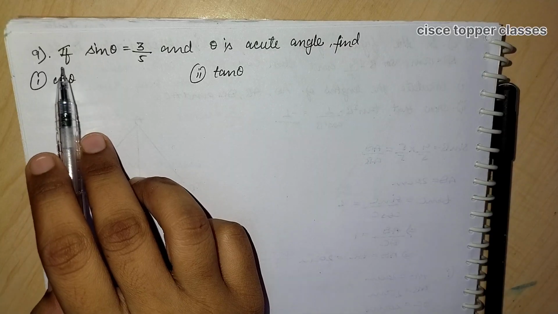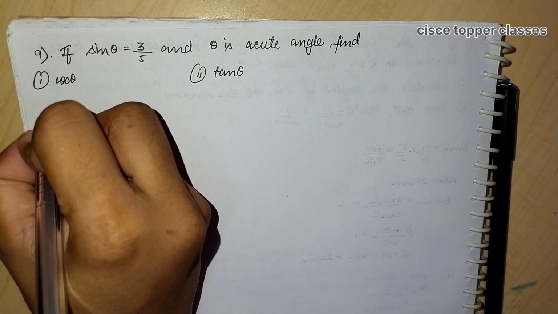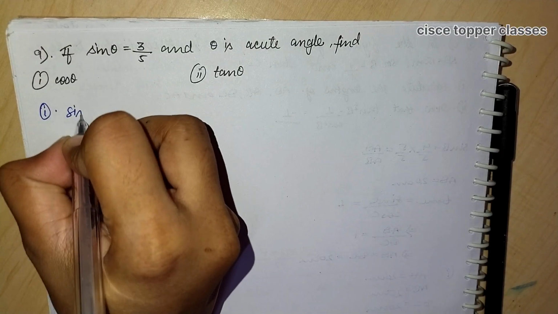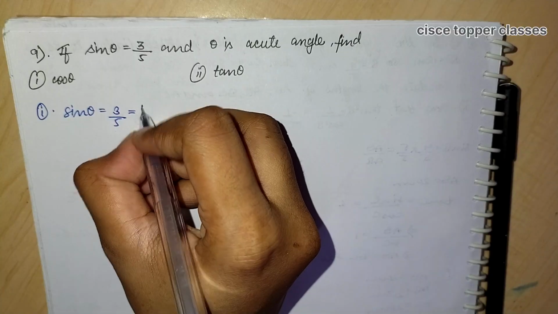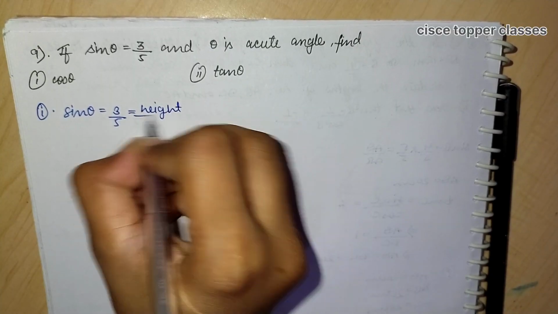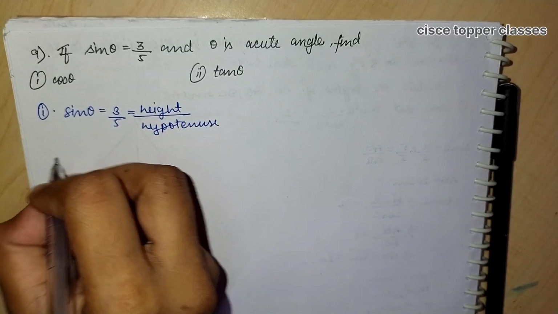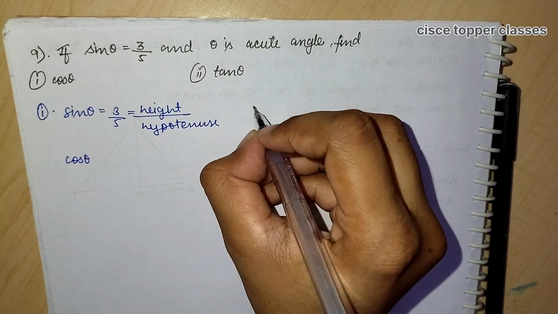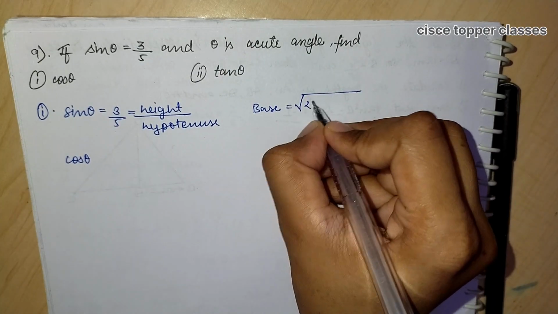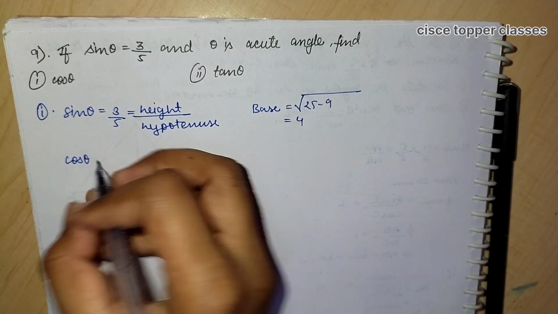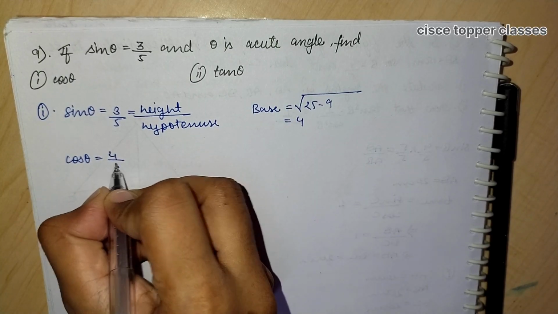Let us solve your ninth question. If sine theta is equal to 3 by 5 and theta is an acute angle, find cos theta. So here we know sine theta is 3 by 5. So this will be height by hypotenuse, we can write in this triangle. And if this theta is acute angle, then find cos theta. So if we want to find the cos theta, we can find the base. So this will be under root 25 minus 9 means 4. Base is 4. So cos theta we can write base by hypotenuse. So this will be 4 by 5.